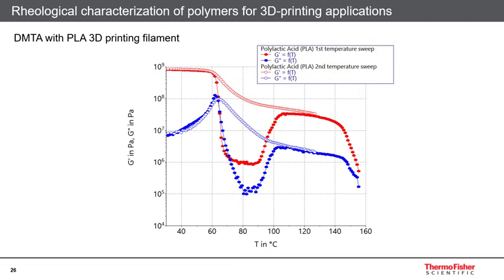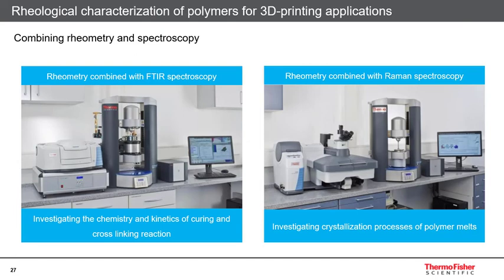In order to study the crystallization kinetics of semicrystalline polymers in more detail, a combination of rheology with another analytical technique has proven to be useful. For a deeper understanding of structure-property relationships in general, usually more than one analytical technique is required. When combining rheometry with other analytical techniques, additional information can be obtained. On this slide, two rheometer setups are presented that are coupled either with an FTIR spectrometer, shown on the left, or a Raman spectrometer, shown on the right.